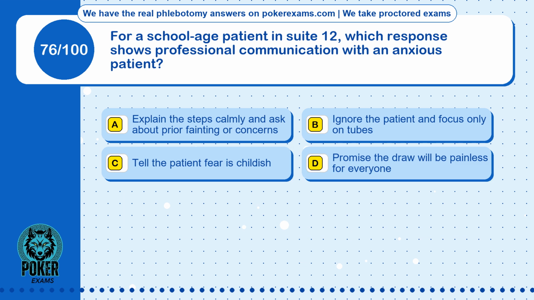Question 76. For a school-age patient in Suite 12, which response shows professional communication with an anxious patient? Option A. Explain the steps calmly and ask about prior fainting or concerns. Option B. Ignore the patient and focus only on tubes. Option C. Tell the patient fear is childish. Option D. Promise the draw will be painless for everyone.